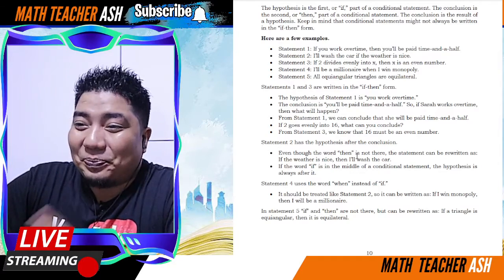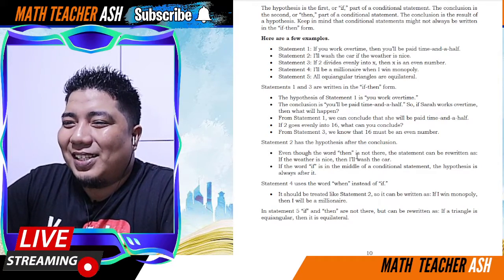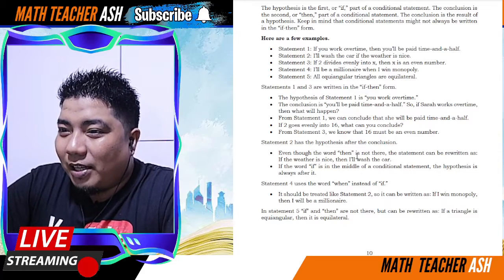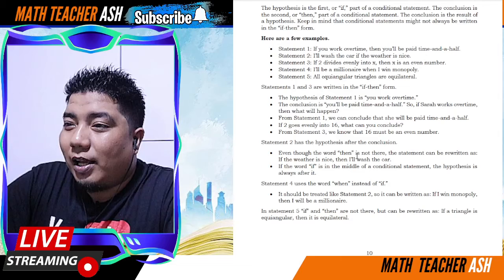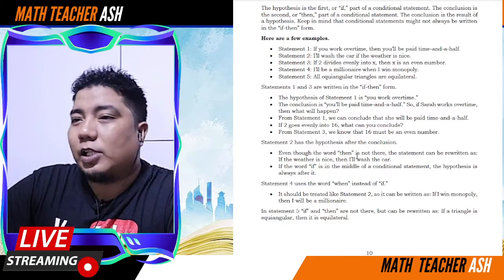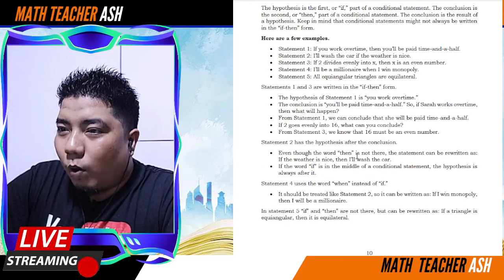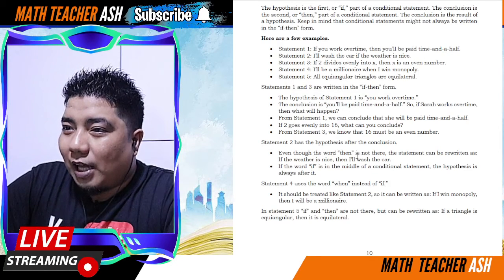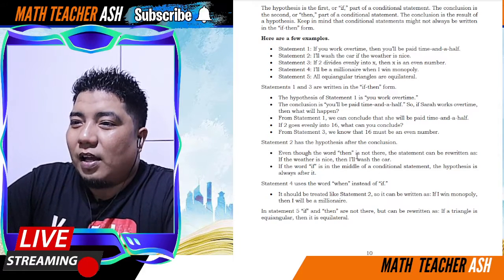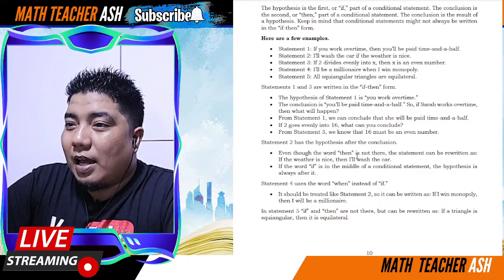Alright. So, easy, right? Ganon lang kadali, my dear math learners. Another statement here is that all equiangular triangles are equilateral. Yes, that is correct. Statement 1 and 3 are the if and then. So, if you work overtime, correct. And if 2 divides evenly into x, that is a difference. The conclusion is you'll be paid time and a half.